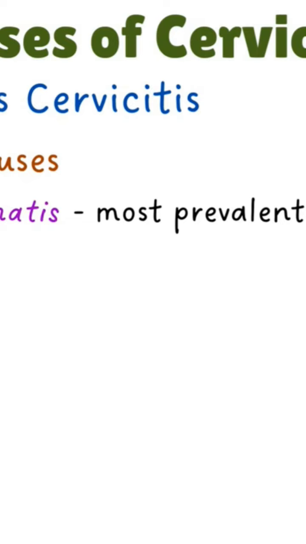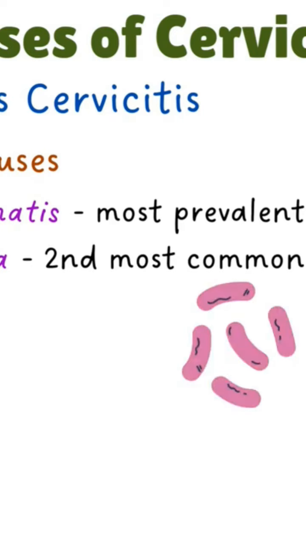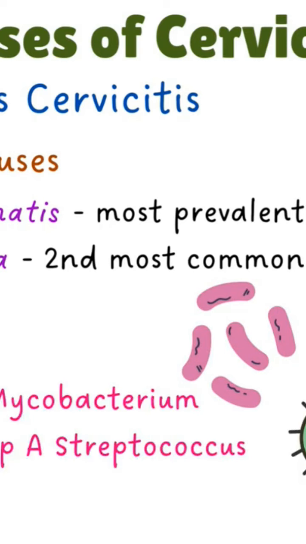Chlamydia trachomatis is the most prevalent infectious cause of cervicitis. It is followed by Neisseria gonorrhoeae as the second most common cause. The other cause is bacterial vaginosis, which is the overgrowth of bacteria that are normally present in the vagina. Bacterial infections caused by Mycobacterium tuberculosis and group of Streptococcus occur rarely.